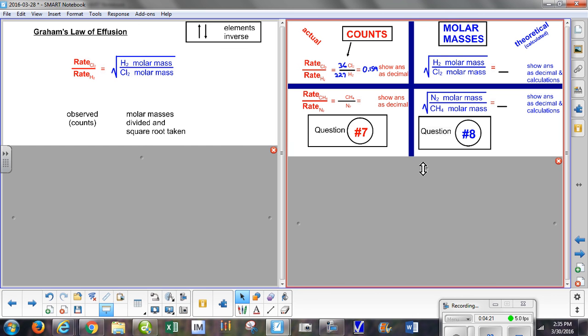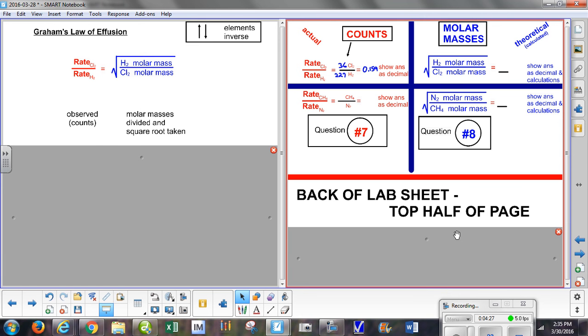Then you're going to do the same thing with this guy, and this guy, and this is all, by the way, on the back of the top half of your page. So this should take up the whole top half. And those of you in the class right now, you want to take a picture of this screen here so that you have it, so when you're doing your calculations at home, you can actually look at it.